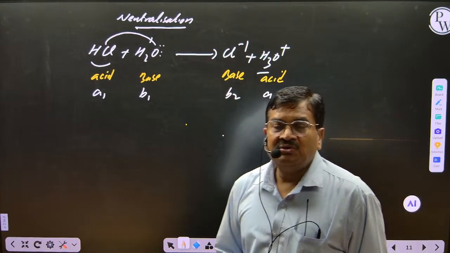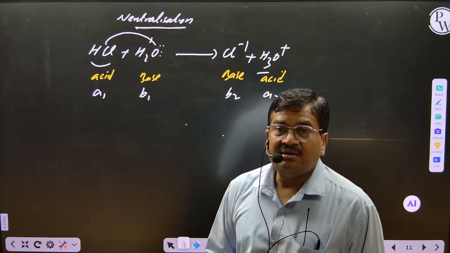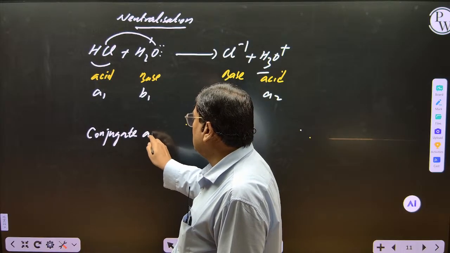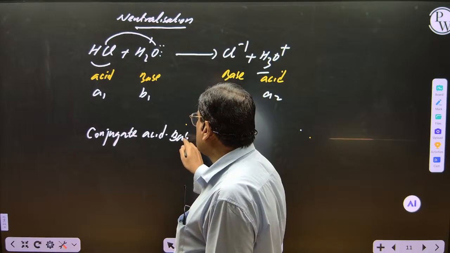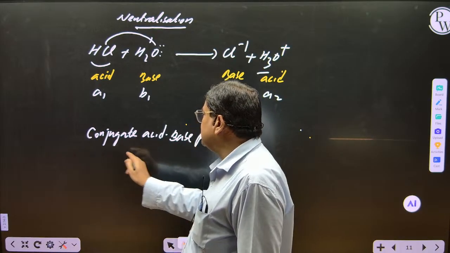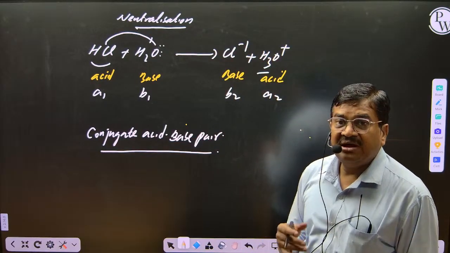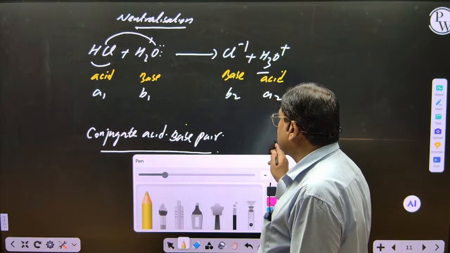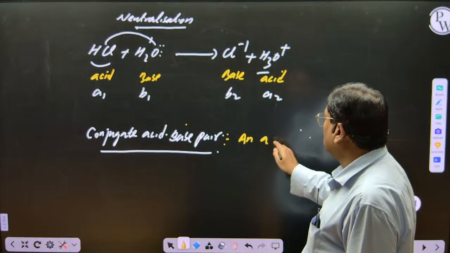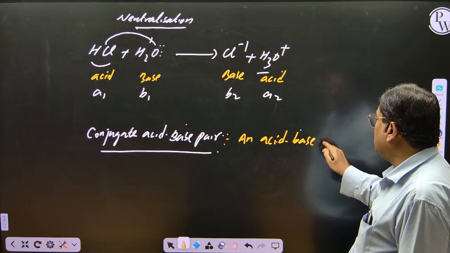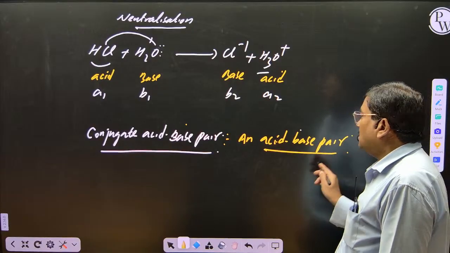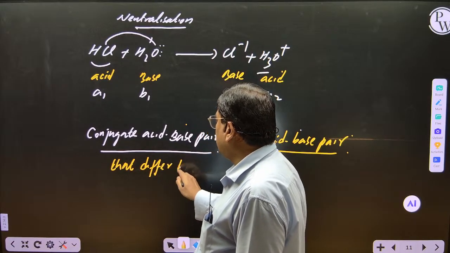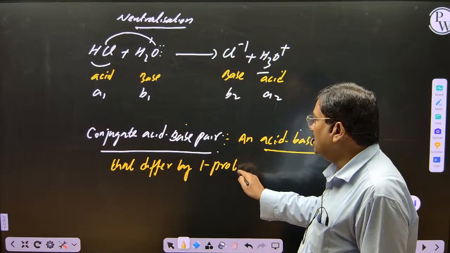Understood? Now we are getting a new word. What is that? Conjugate acid base pair. So last point, see, conjugate acid base pair. Now what does conjugate acid base pair mean? An acid base pair that differ by one proton. What is a conjugate acid base pair? Important, in the exam they ask you. An acid base pair that differ by how many protons? That differ by one proton. If they are differing by one proton, we call it what?